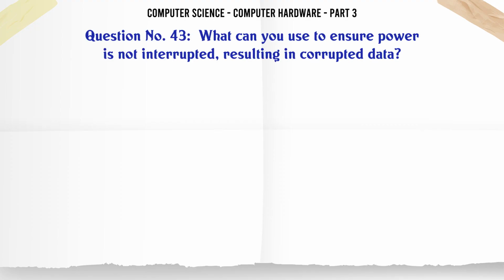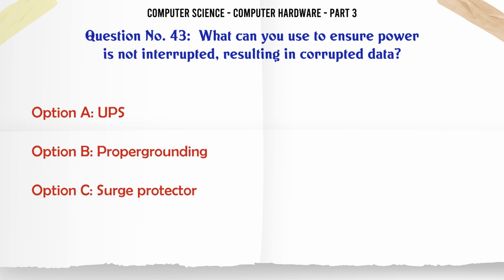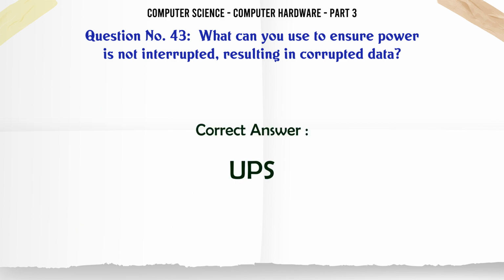What can you use to ensure power is not interrupted resulting in corrupted data? A. UPS. B. Proper grounding. C. Surge protector. D. Sag protector. The correct answer is UPS.